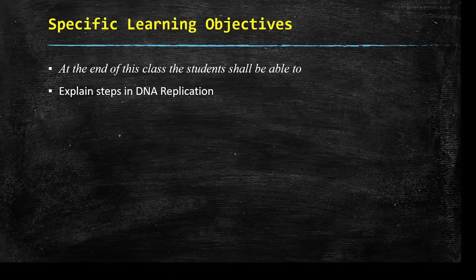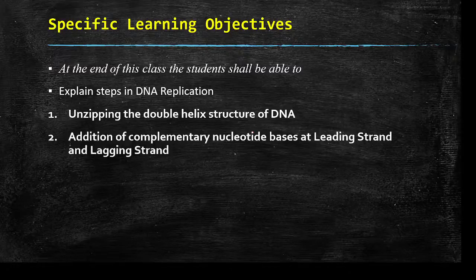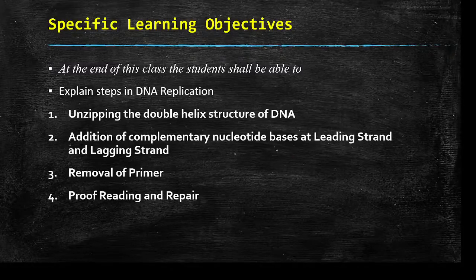So the students should be able to explain the following steps: unzipping the double helix structure of DNA, addition of complementary nucleotide bases at leading strand and lagging strand, removal of primer, proofreading and repair, ligation and winding.